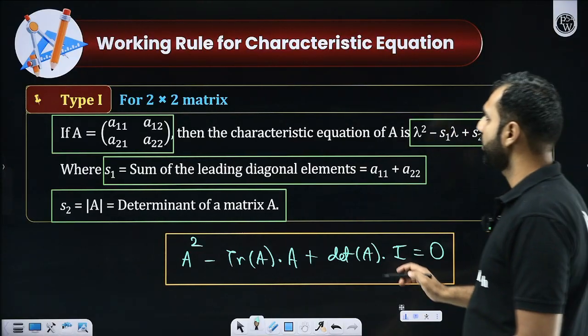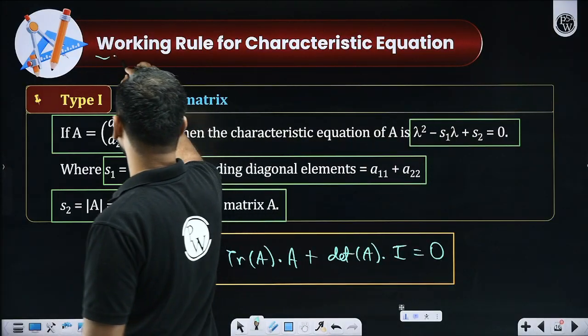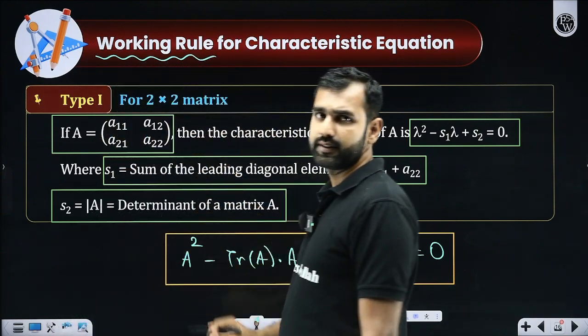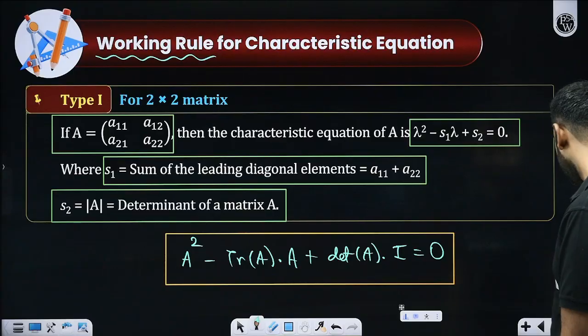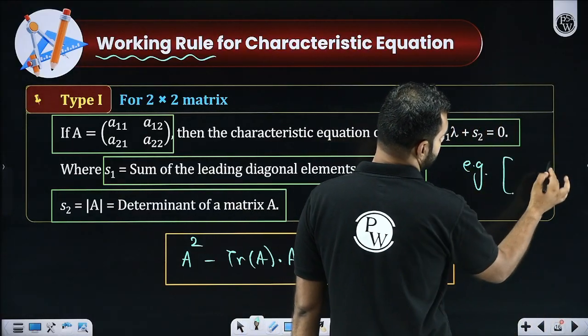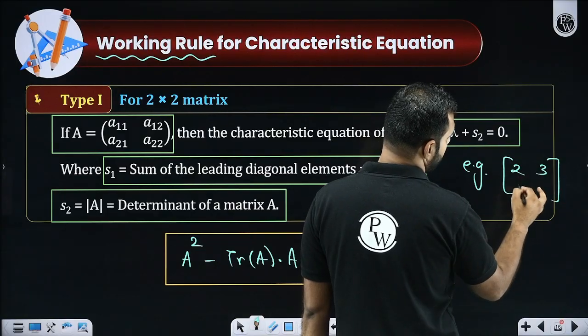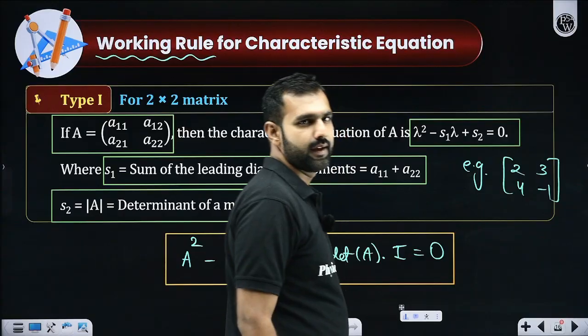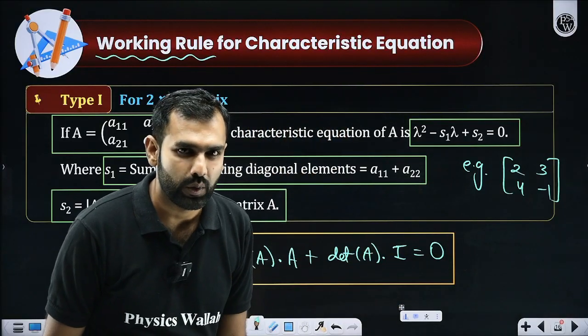Will you all remember this short technique, the working rule? Everybody got this? Shall we quickly take an example just to get clarity on that? For example, let's say I give you a matrix 2, 3, 4, minus 1. Can you quickly write its characteristic equation? What would that be?